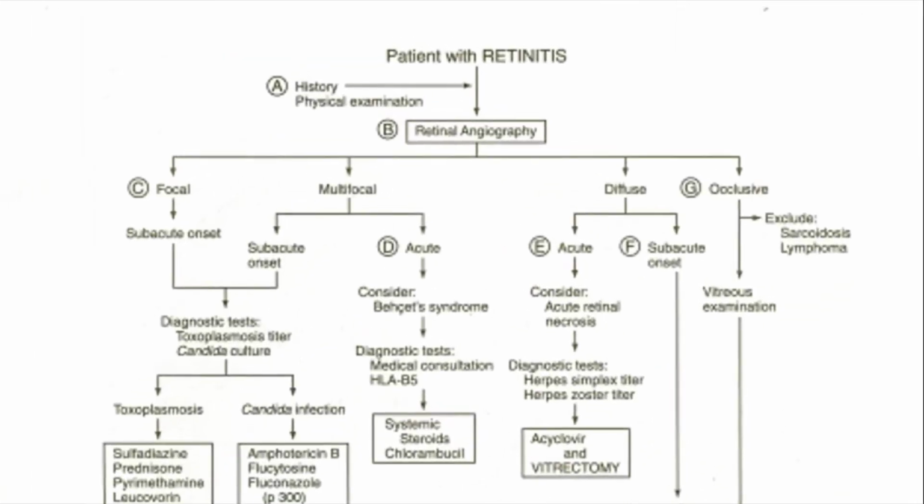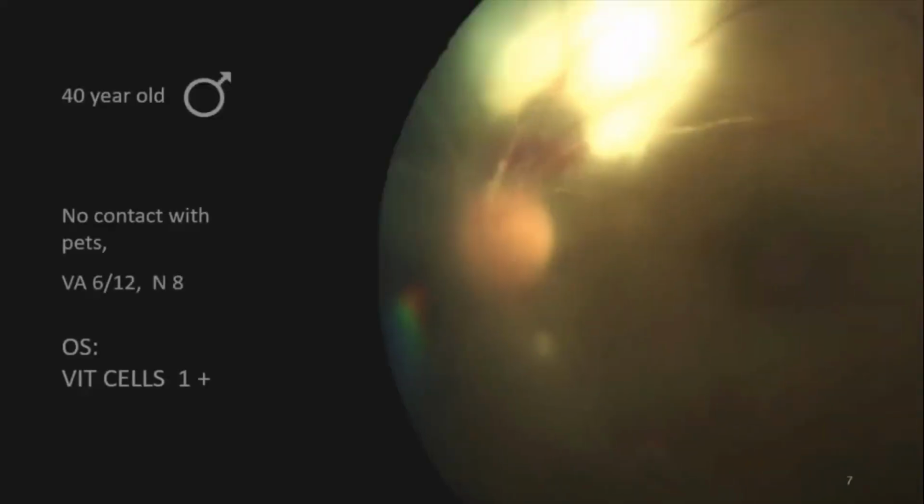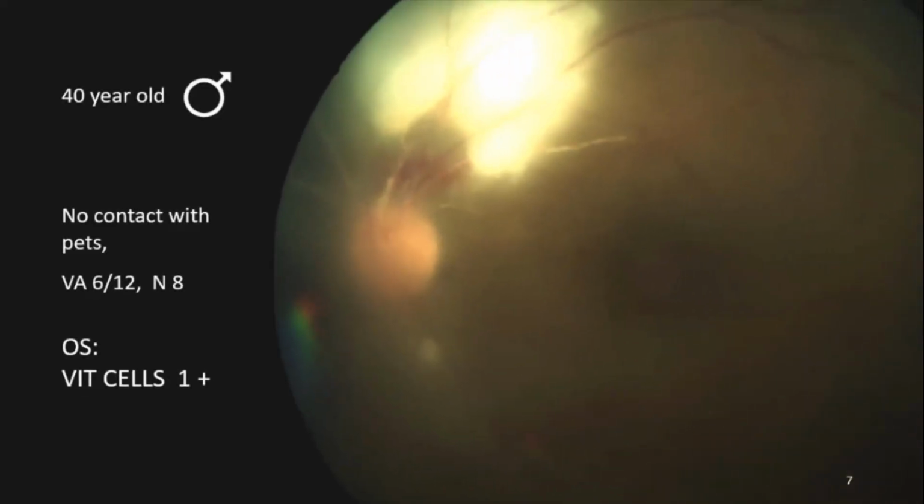So when the patient with retinitis comes in, there is a beautiful algorithm. We can zoom it. It can be focal, multifocal, diffuse, or occlusive. So let us start with the case. This was a 40-year-old male who had contact with pets, vision of 6/12. There are some vitreous cells. So what do you feel? Who can just open up? What etiology will you suspect?